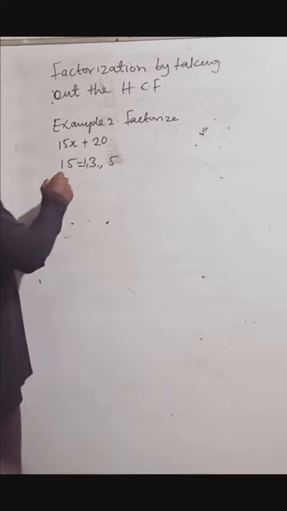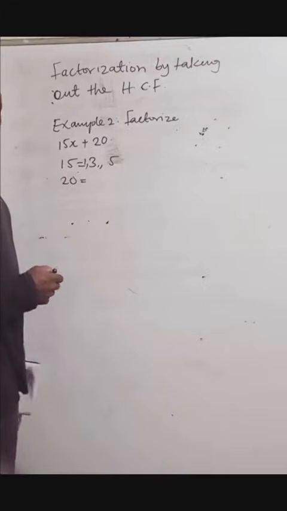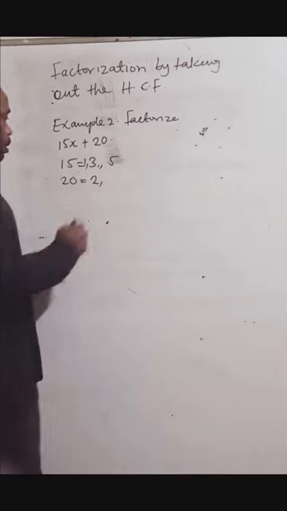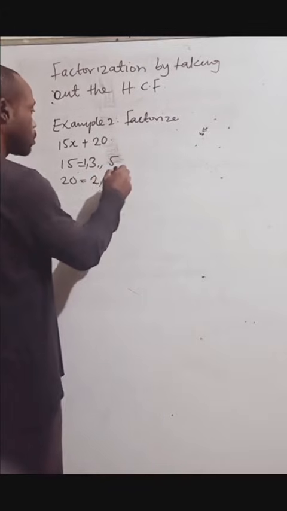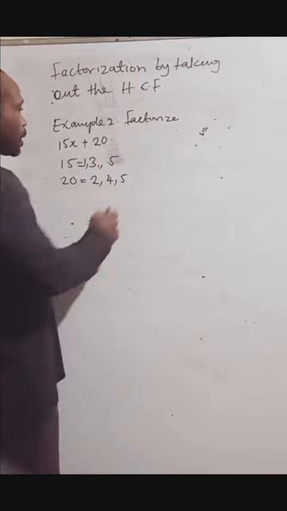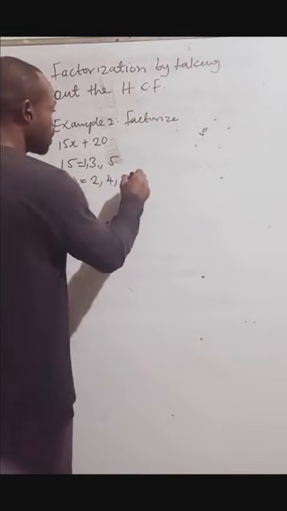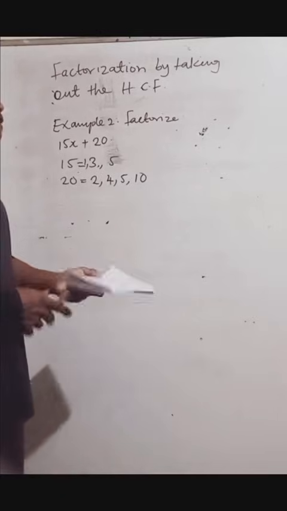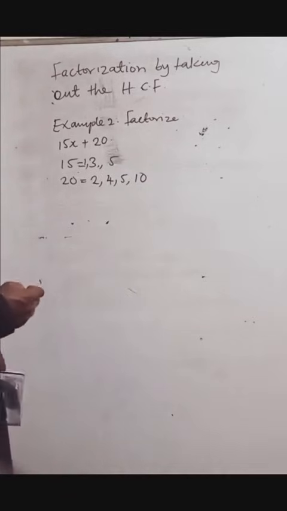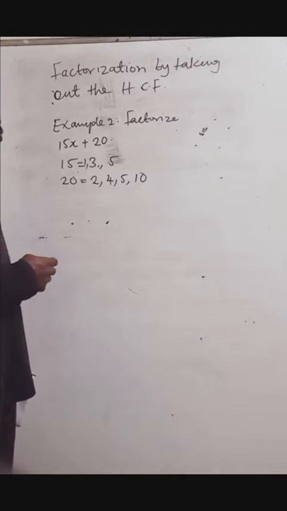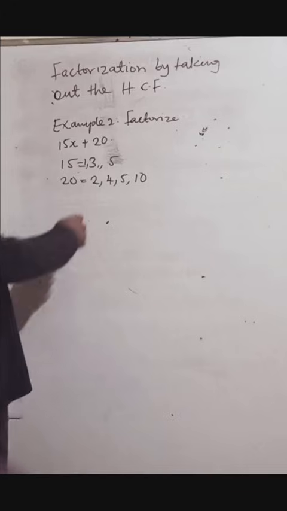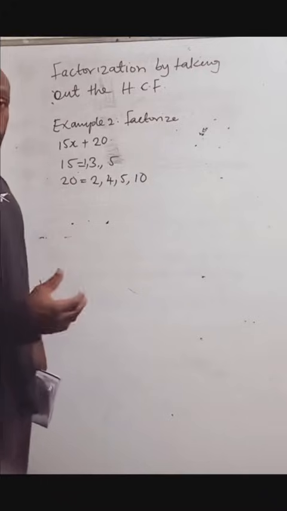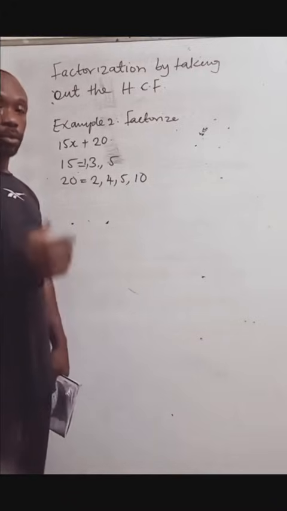So what are the factors of 20? The factors of 20 are 2, 4, 5, and even 10. 10 is a factor of 20 because 2 times 10 is 20. 5 times 4 is 20. 4 times 5 is 20. 2 times 10 is 20. So these are factors of 20 because they are numbers that can divide 20 without remainder. So take note of that.